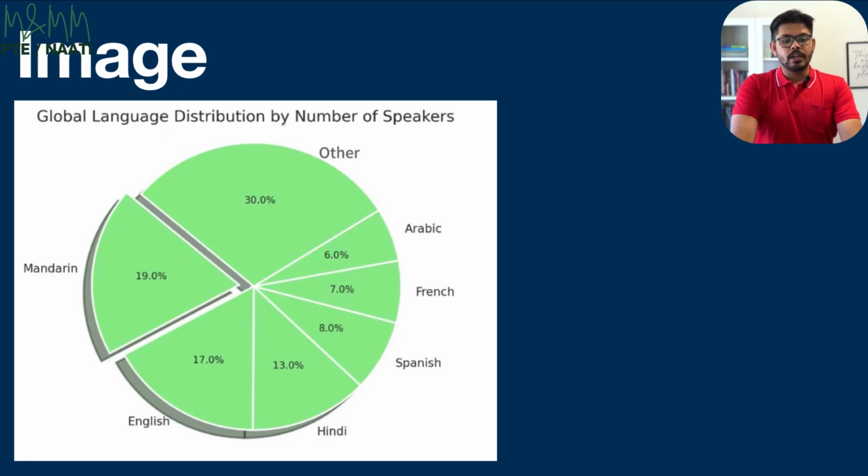The image describes global language distribution by number of speakers. It is clear that other is maximum, which is 30%, and Arabic is minimum, which is 6%. It is also evident that French is 7%, Spanish is 8%, Hindi is 13%, English is 17%, and Mandarin is 19%. It is clear that Arabic is 1% less than French, because Arabic is 6% and French is 7%. French is 1% less than Spanish, because French is 7% and Spanish is 8%, and English is 2% less than Mandarin, because English is 17% and Mandarin is 19%.